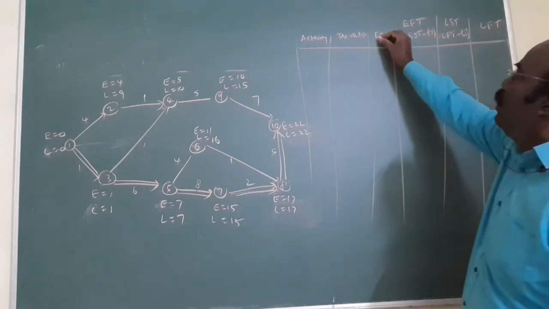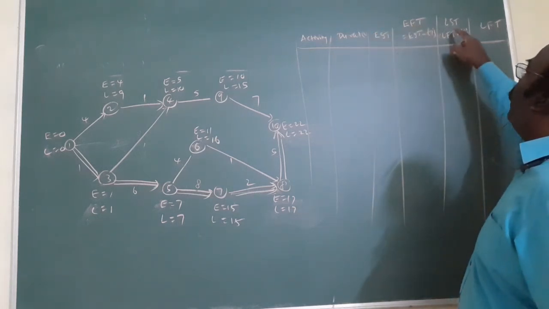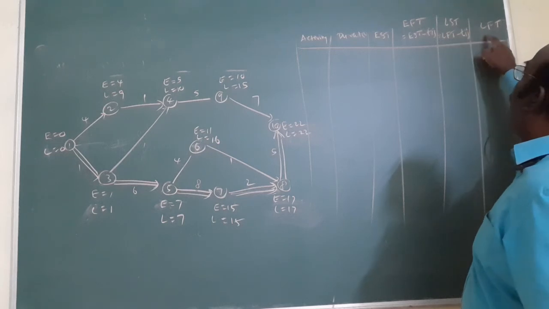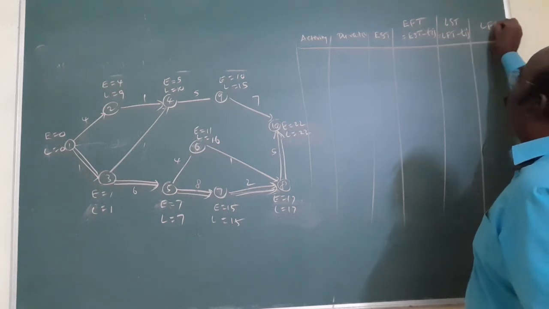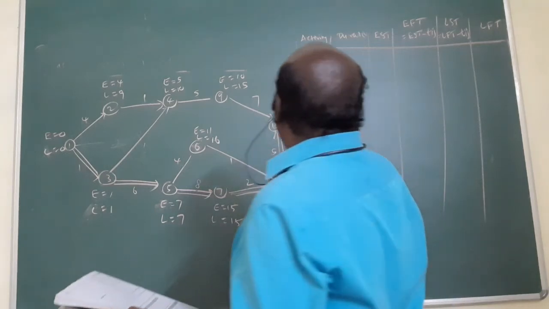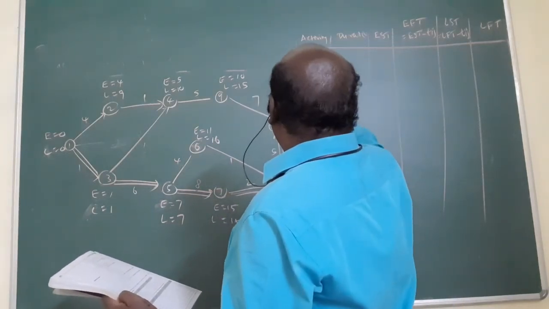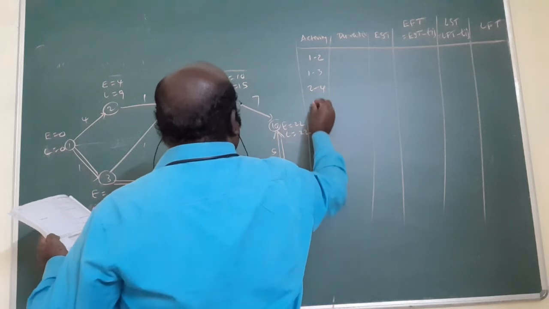This is actually what? EST is the earliest starting time, EFT the earliest finish time, LST the latest starting time, LFT the latest finish time. Am I right? Now, what are the activities? First one, 1 to 2. Next, 1 to 3, 2 to 4, 3 to 4.